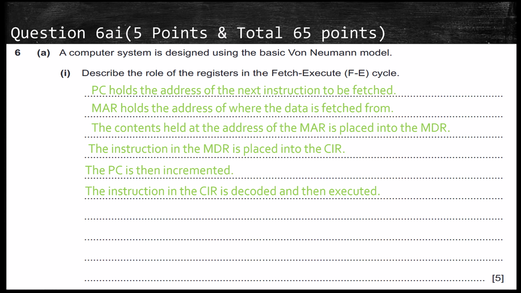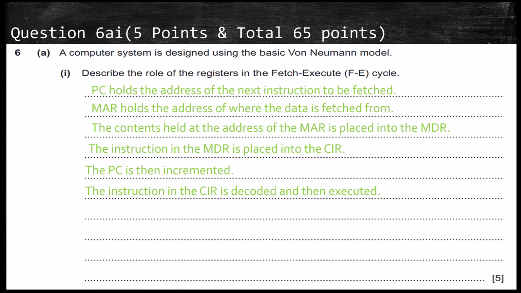The instruction in the current instruction register is decoded, and then those instructions, whatever they may be, are executed, and then it repeats back here at the top with the program counter taking that next address and putting that into the memory address register, and the cycle starts again.